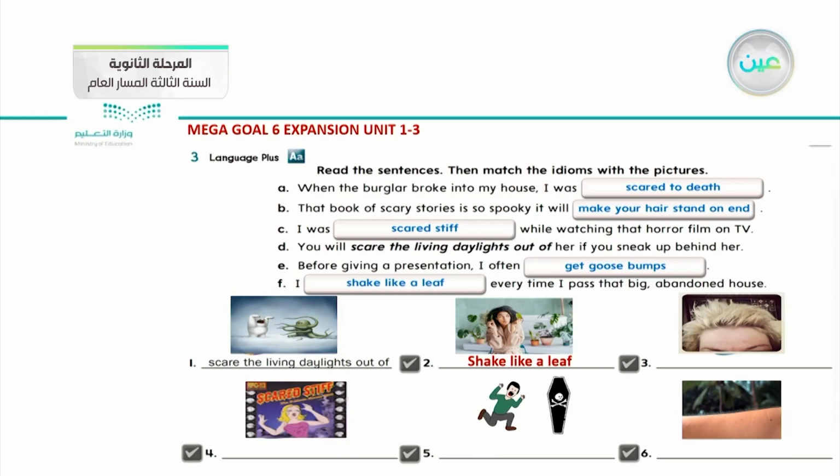Okay, but they mentioned scared to death. What do you think it is? We think that is suitable with number 5. So it means that something fears death. Scared to death means fear of death.